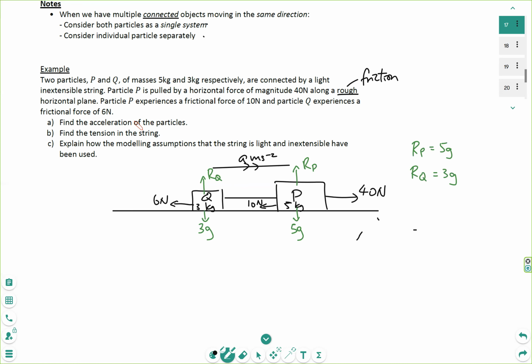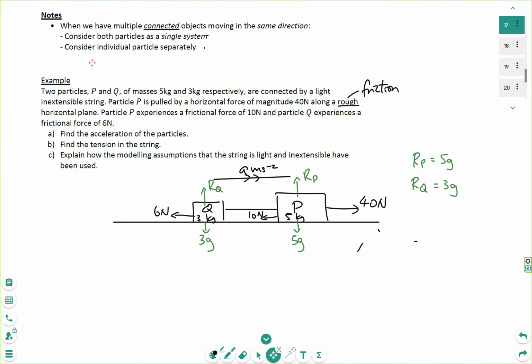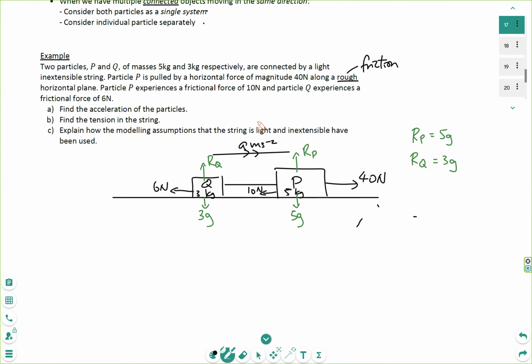So find the acceleration of the particles. Do you remember what I said at the beginning? The two steps. The first step is to consider them as a single system. So for part A, because the two particles are moving together with a light inextensible string, which means the string is not extendable, if P moves at a certain speed, so does Q. If P accelerates, so does Q. They'll be in sync because the string is inextensible. No matter how fast or how far P has travelled, Q will be moving in sync with P. Therefore we're going to consider the whole system.